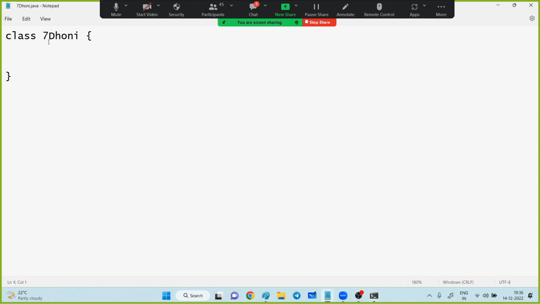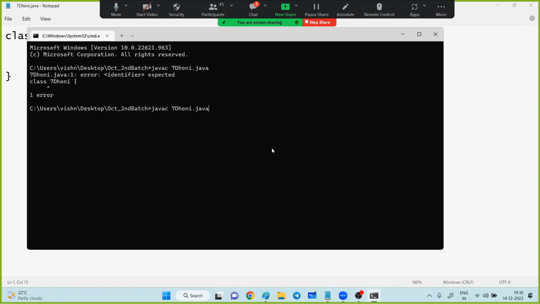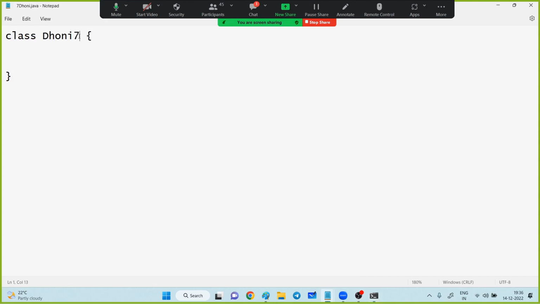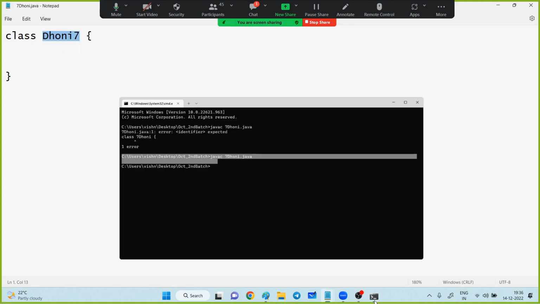Now see here, I am removing this 7 and keeping it at the back, Dhoni 7. Observe, I have saved it and I am again compiling it. See, now it compiles successfully because the syntax is perfect. We are following the rule. This is what the first rule is.